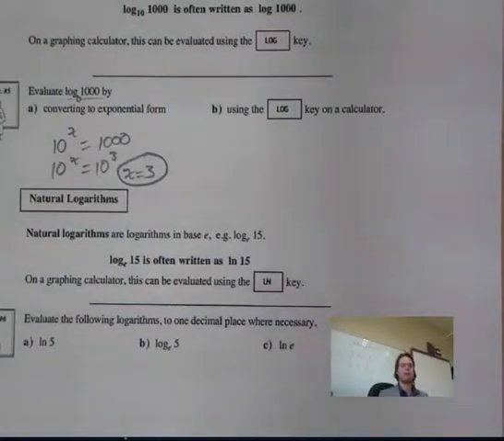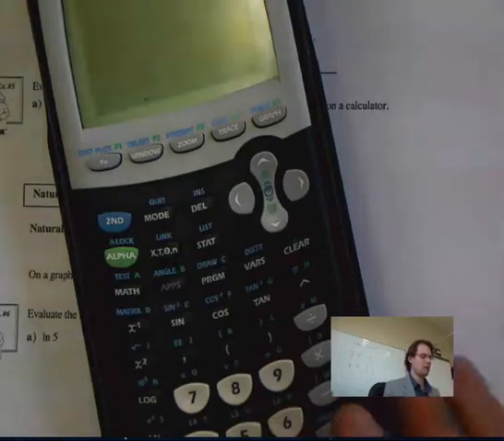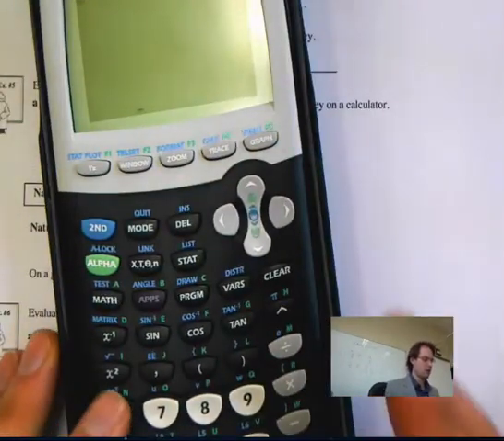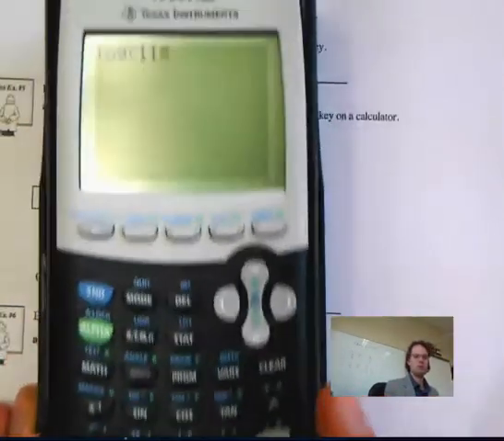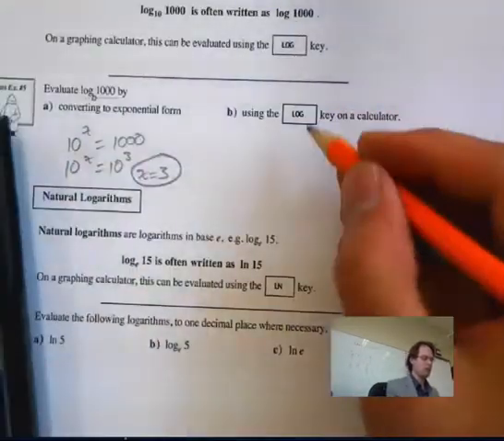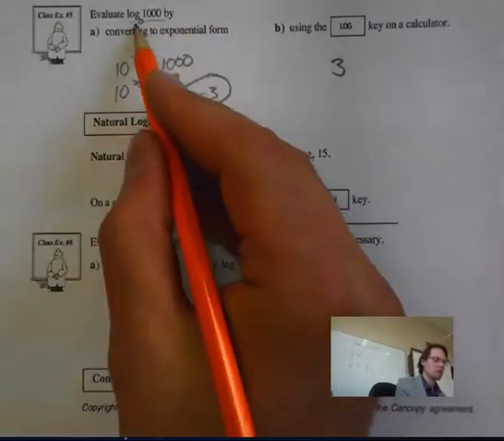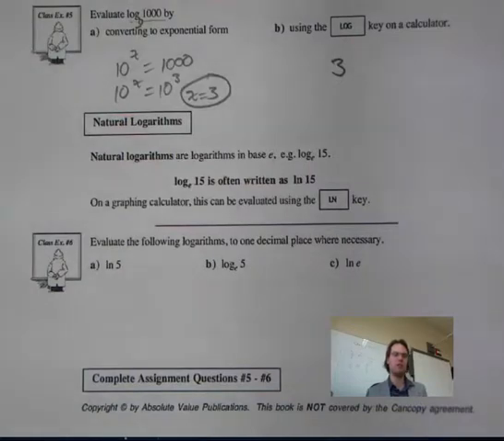Now let's take a look at B. It says using the log key on the calculator. So it has to be faster, right? So I'm going to say log 10,000, bracket. It's 3. Hey, it's the same answer. Isn't that so fast? But it only works when it's base 10, because our calculator is in base 10. We'll find out later in this lesson how to change the bases.